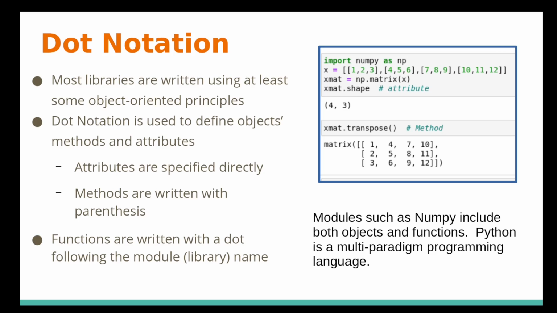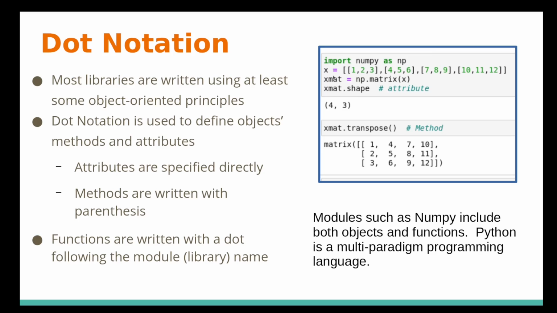Dot notation makes it extremely easy to access those methods and attributes associated with an object. So this is what makes object-oriented programming very appealing, particularly for development of libraries. Here I'll show you an example. I'm going to import NumPy as np. NumPy stands for Numerical Python, and it is a library that I'm going to import with an alias of np.